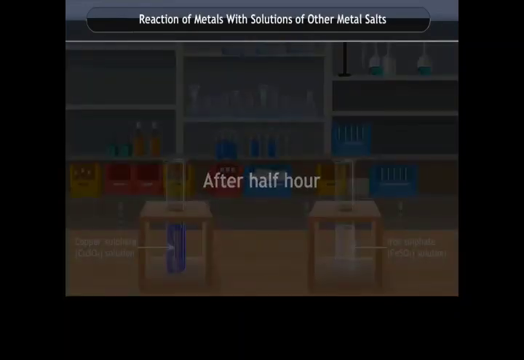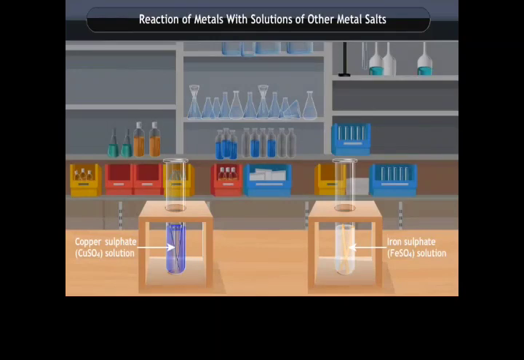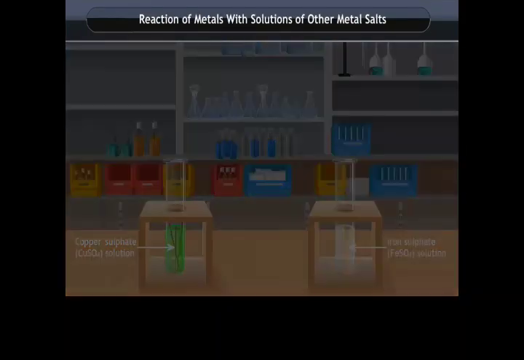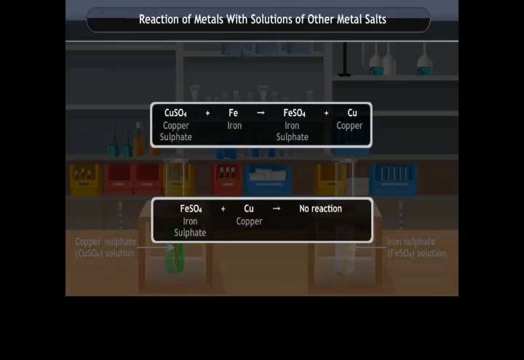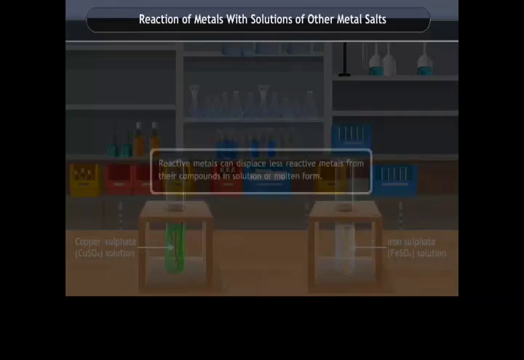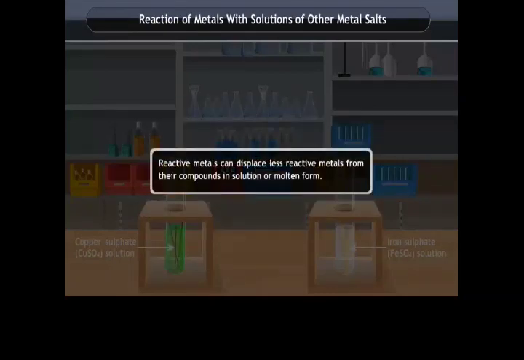A brown mass deposition on the iron and the color of the solution changing from blue to green is due to the formation of iron sulfate. No reaction occurs between the copper and the iron sulfate solution. You notice that there is no change in the solution. Thus we conclude that reactive metals can displace less reactive metals from their compounds in solution or molten form.